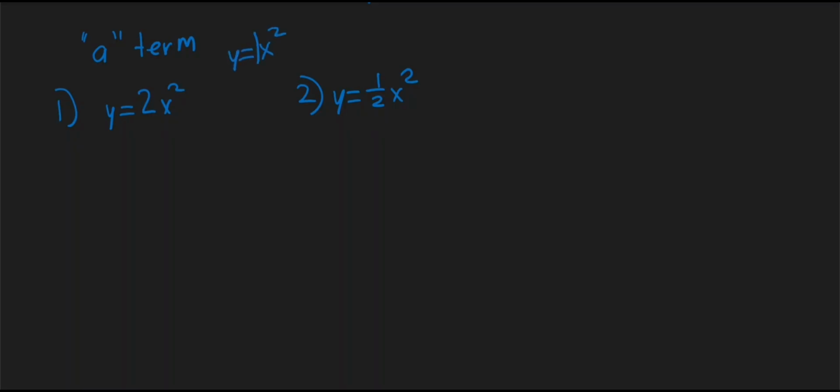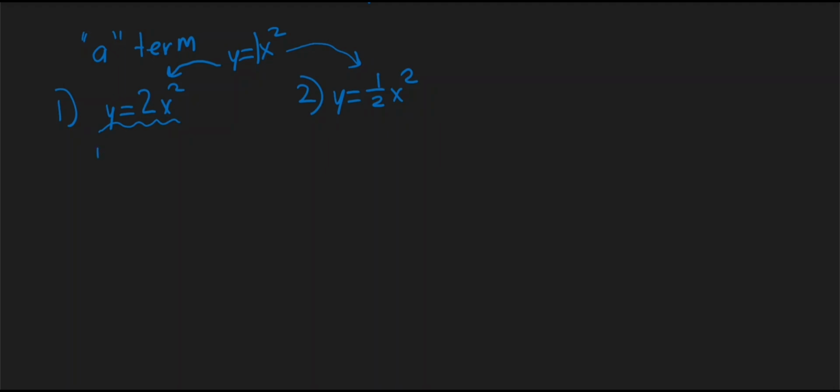So number 1 would be when the a term increases as it gets bigger and bigger. And number 2 would be as the a term gets smaller, because 1/2 is less than 1 and 2 is more than 1. So for number 1, as the a term gets bigger, the parabola is going to get narrower and narrower.